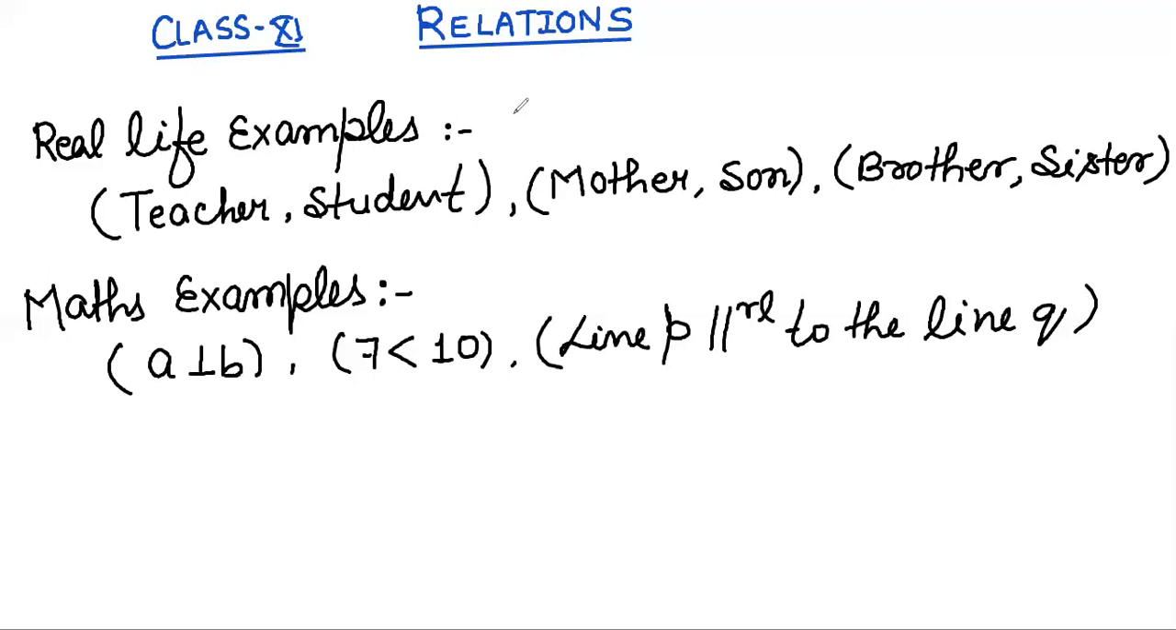So here some mathematical examples also have been written. A is perpendicular to B, means relation between A and B. Now 7 is less than 10. Two numbers I have taken, relation between these two numbers. Then here two lines I have taken, line P and line Q. Line P is parallel to line Q. Means this relation is there in between line P and line Q. So these are the examples, or these are the conditions for relations.